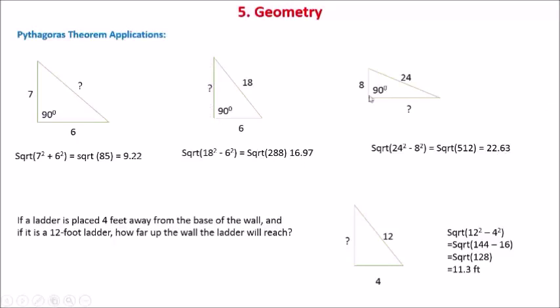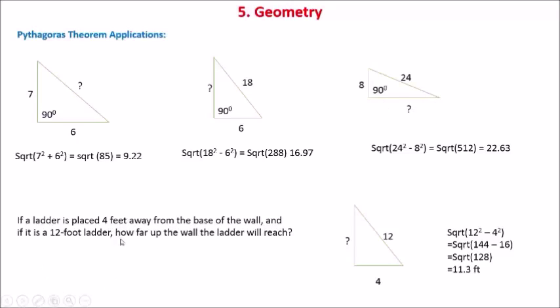And then here, one leg is 8, and the hypotenuse is 24. Now we want to find this leg, okay? So this leg is the square root of 24 squared minus 8 squared, right? If you do it in the calculator, that's coming out to be 22.63. So the base of this length is exactly 22.63 units, okay?